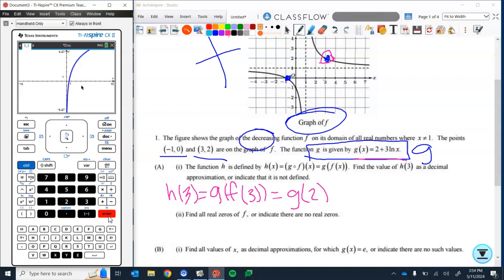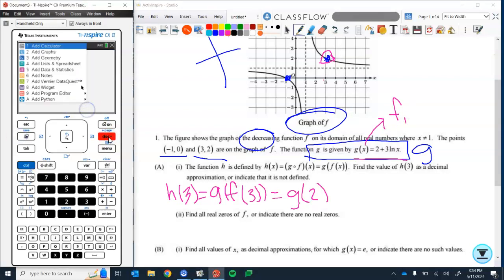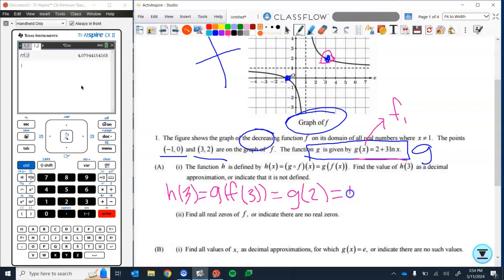Now I'm going to make myself a note here that in g of x, I put in f1 in my calculator. So since I want g of 2, I can add a calculator. I can't say g of 2 because it's not called g, but I can type in f1 of 2. And that's what I want. I hit enter. And then my answer overall is 4.079.